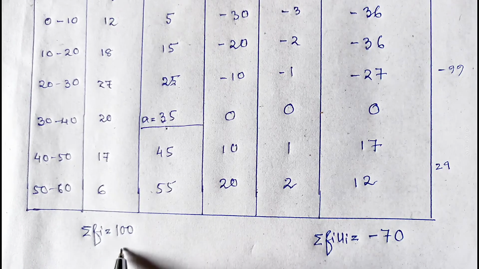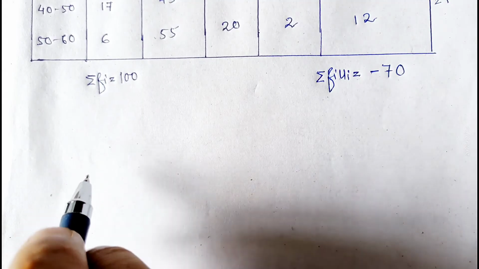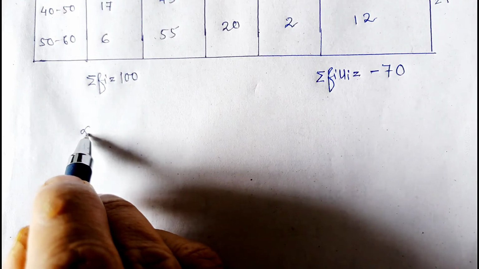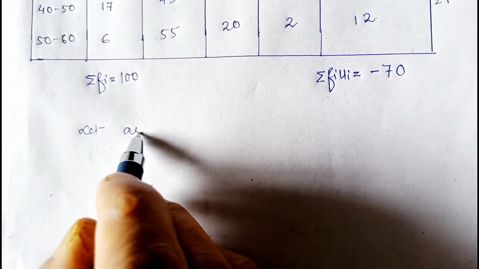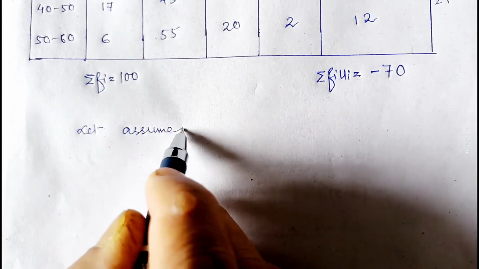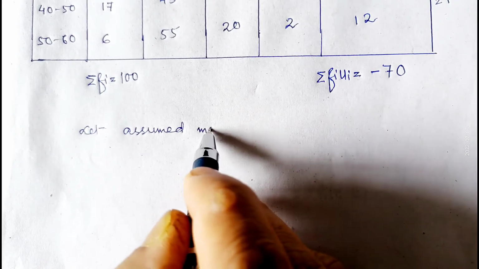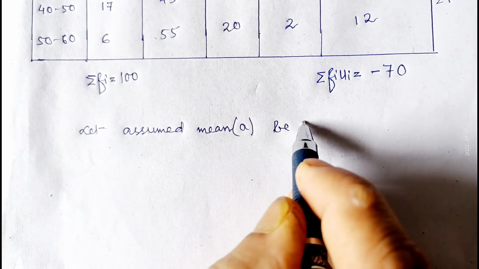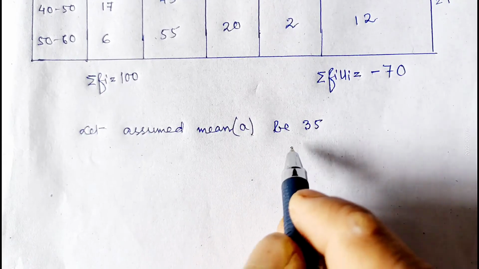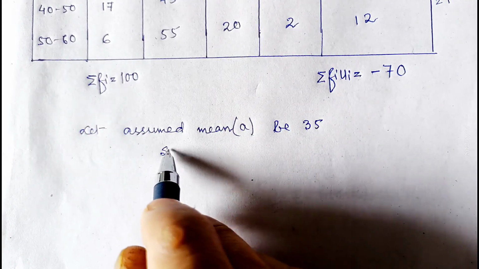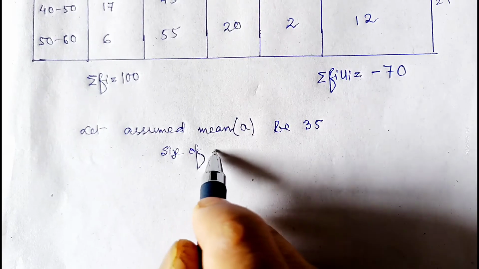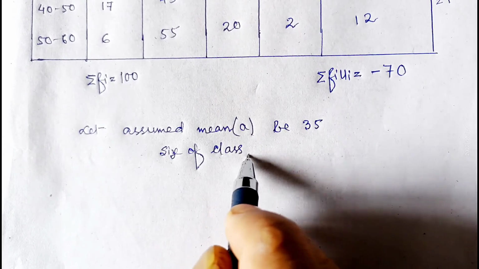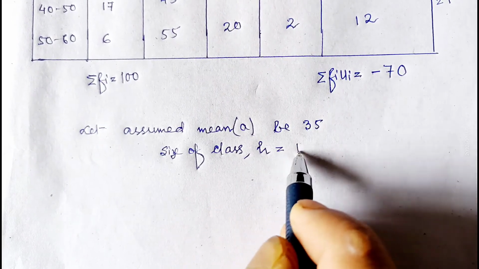So we got summation fi and summation fi ui. In this sum we have considered 35 to be the assumed mean. So we can write: let the assumed mean, and for assumed mean generally the symbol A is used, so A is 35. We have to mention this because we have assumed it. Here the class size, you can write class size also, class size h, here it is 10.